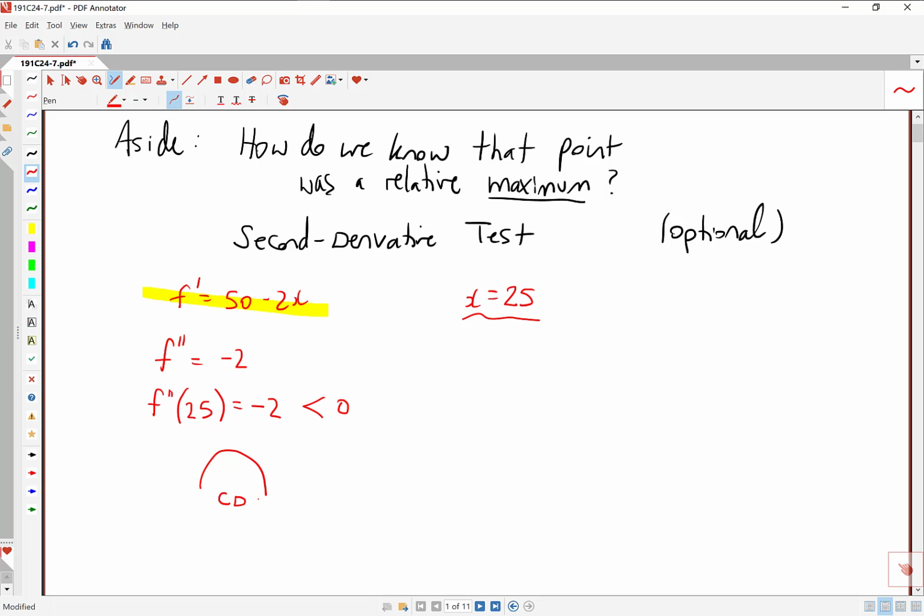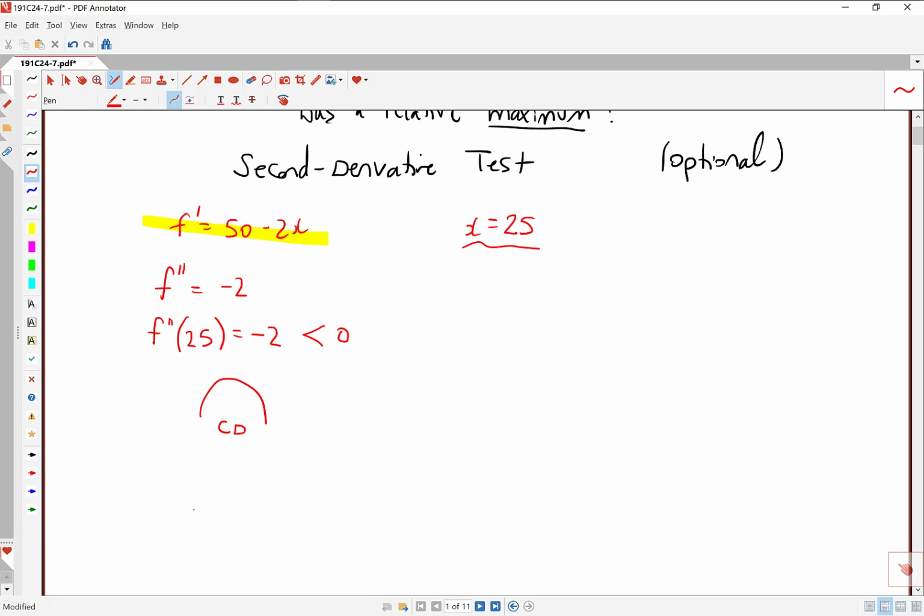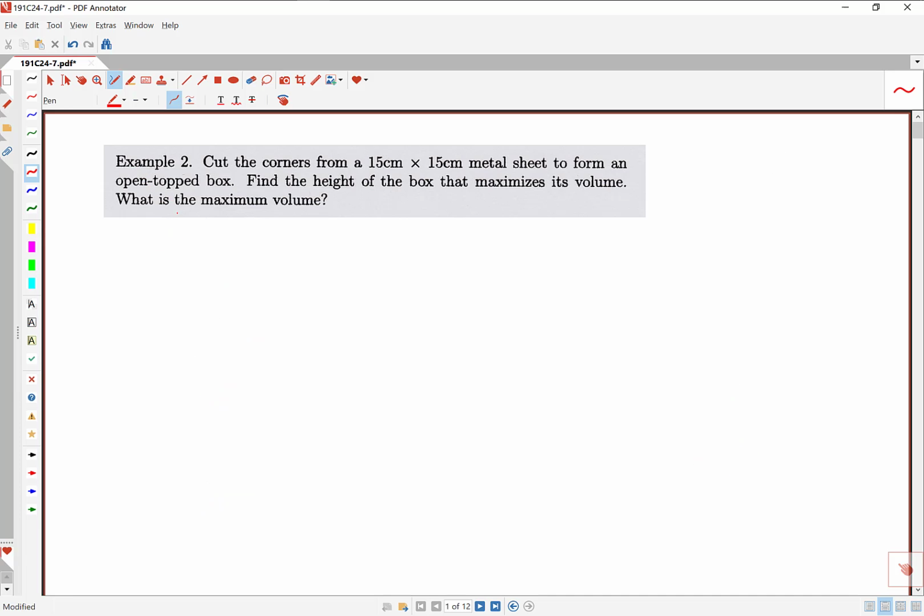And then you can see by drawing that picture that if your curve is concave down, then that means for sure you have a relative maximum. If we had found that our curve was concave up, then we could conclude that we've got a relative minimum. So here's our second problem.